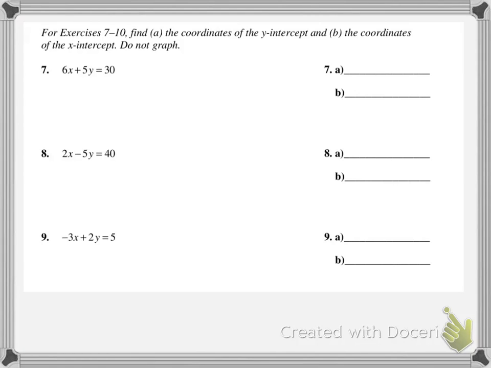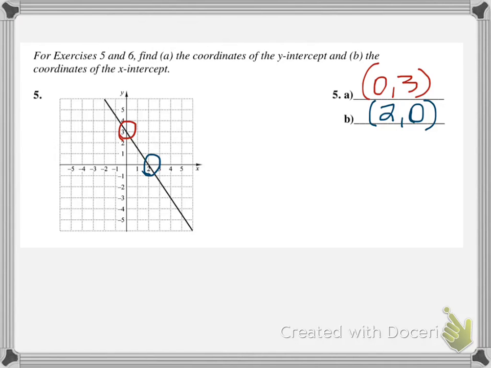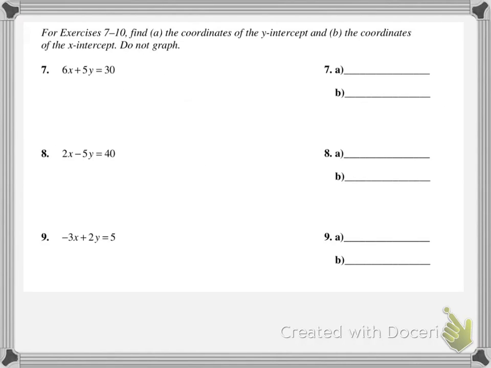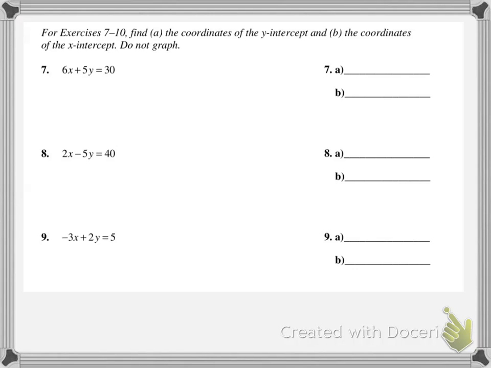Now they want us to find the intercepts without graphing. So one thing you might notice from your intercepts is no matter if you're looking for an x or a y, the number 0 is always involved. So we're going to use that idea to help us find the intercepts without graphing. So I'm going to plug in 0 for x, and I'm going to find out what y goes with that.